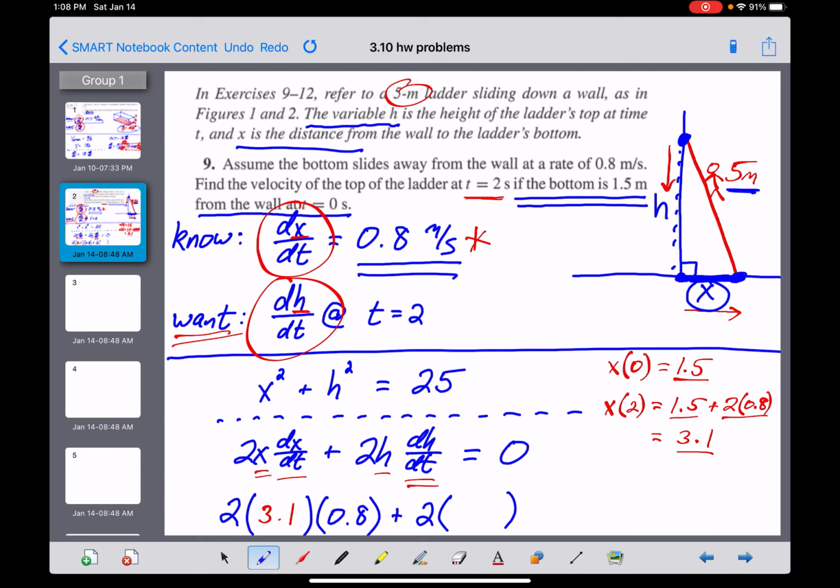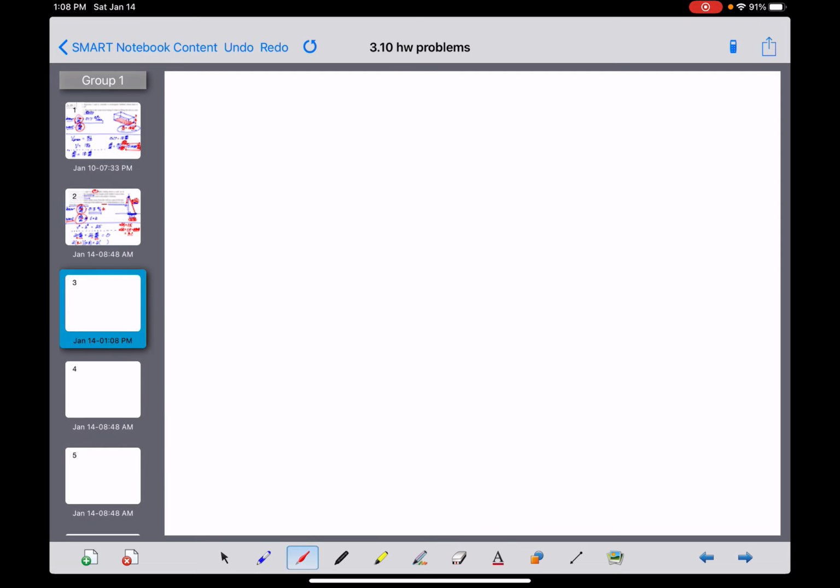Well, we did the work already to find that the time-specific value of x was 3.1 meters, and we know that this hypotenuse is still 5. And so I'll just go to the other side. We can do the Pythagorean theorem then, guys. It would be h squared plus 3.1 squared is equal to 5 squared. So, doing some quick math, h would end up being the square root of 25 minus whatever 3.1 squared is.